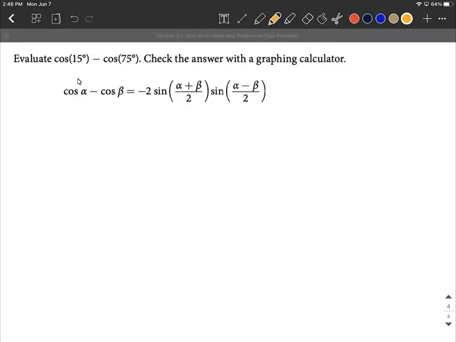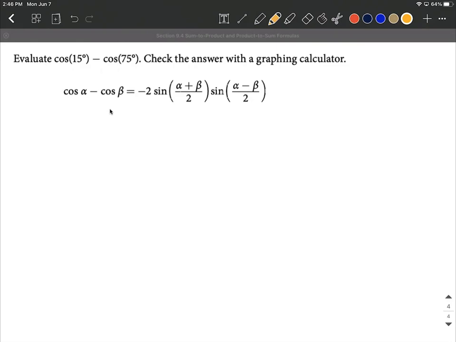Let's evaluate cosine of 15 degrees minus cosine of 75 degrees. To do so, what we're going to do is use a sum or difference to product formula. I've listed out the one we're going to use because we have cosine of something minus cosine of something. It's going to be this difference formula for cosine.